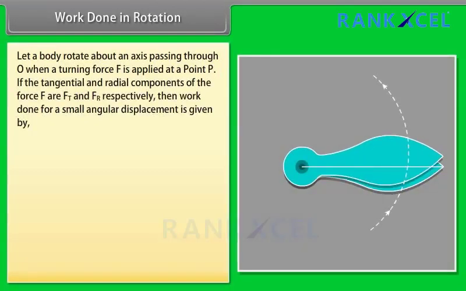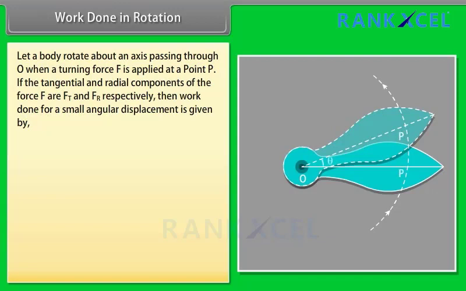Work done in rotation. Let a body rotate about an axis passing through O when a turning force F is applied at a point P. If the tangential and radial components of the force F are Ft and Fr respectively, then work done for a small angular displacement is given by dW is equal to Ft dot ds. Put the values of ds in the above equation. dW is equal to Ft r d theta. Here r is equal to OP.